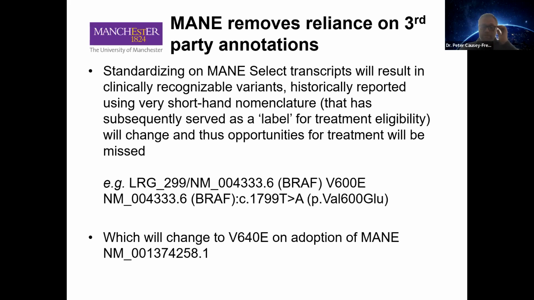The .6 is the most up-to-date version, but that would give you a protein-level variation of valine 600 glutamic acid, so V600E. This is the shorthand that's often used, V600E. What we were worried about is that if we adopted MANE, all the reports that had used V600E would suddenly become unrecognizable to the community, because you'd end up with the position V640E, which is a very subtle change and could very easily be overlooked, and clinical decisions may be missed.